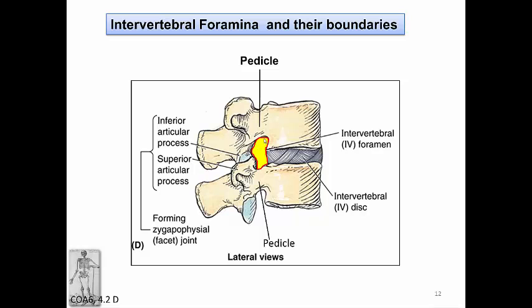Spinal nerves usually exit in the superior part of the IV foramen, behind or posterior to the vertebral body, not posterior to the disc. This is why if a disc herniates, it's usually going to affect the nerve that is going to travel to the IV foramen on the level below. It won't affect the nerve that is exiting at the same level as the disc.